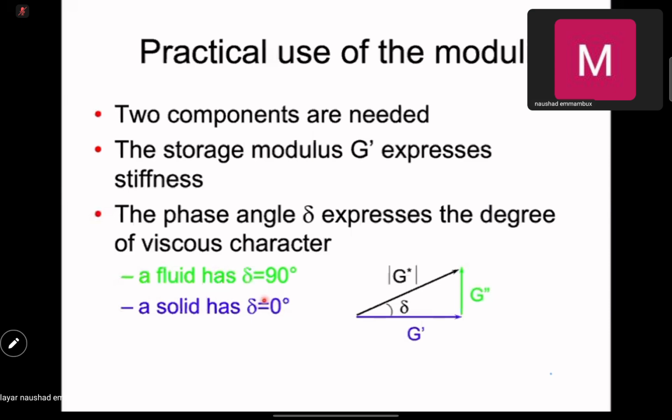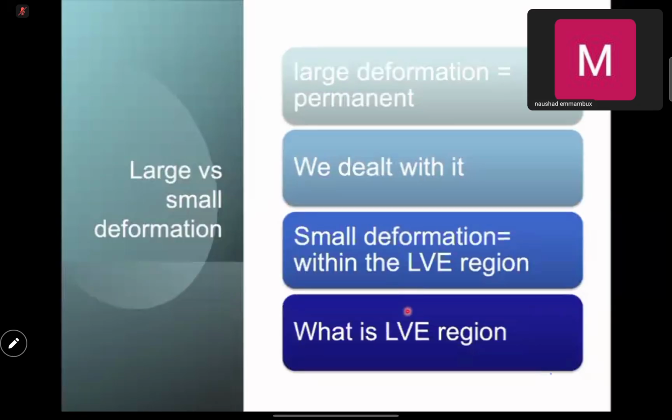Again, I want to show here just to compare. If you have your complex shear modulus here, and then you have the phase, you should be able to calculate the G double prime and the G prime. Okay. So what we've dealt with is large deformation, which is permanent. Small deformation is within the linear viscoelastic range. Okay. So this is what we want to do.